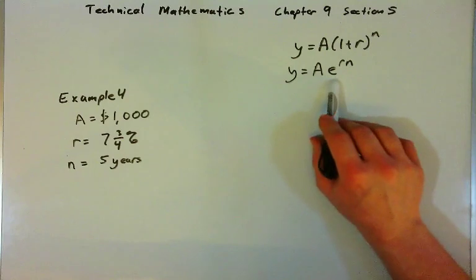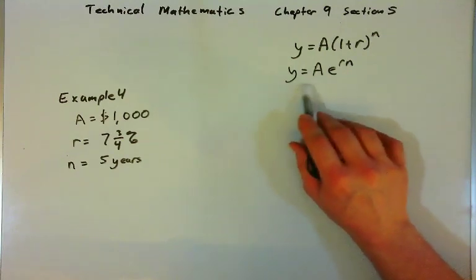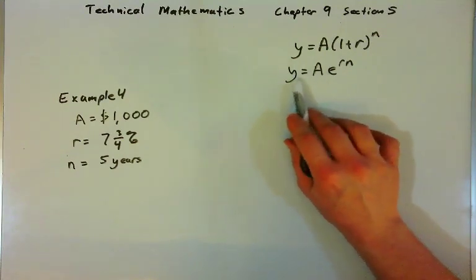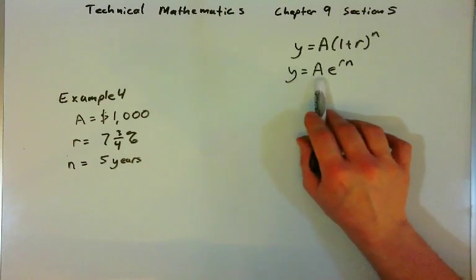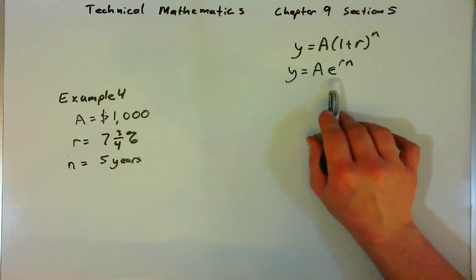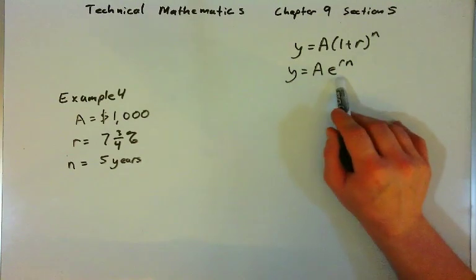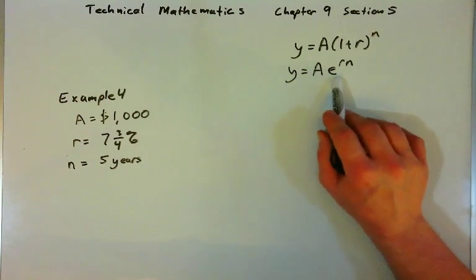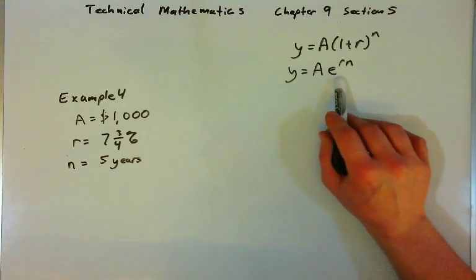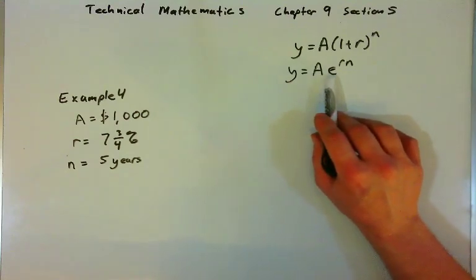Now if we want our interest to compound continually all the time, we'll use this formula where y, the new amount, is equal to a, the original amount, times e, which is Euler's number, to the rn power. And so what this formula accounts for is, say you have money invested in a bank account, a savings account, and you're earning interest. If your interest was to be compounded all the time, this is the formula we would use.